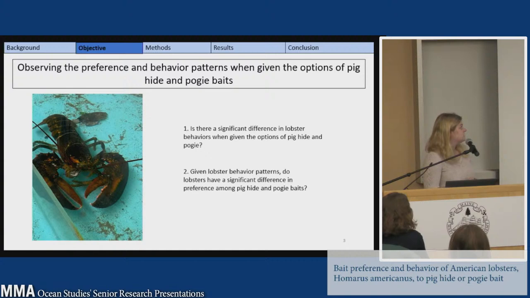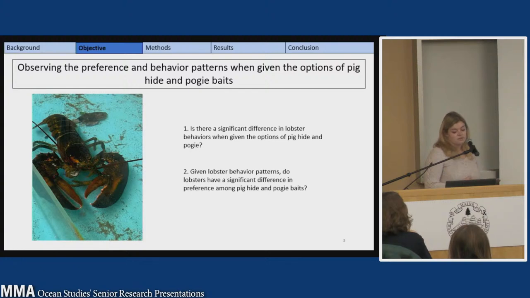My objectives for this study were to determine if there is a significant difference in lobster behaviors when given the options of pickeyed and pogie, as well as, given lobster behavior patterns, whether lobsters have a significant difference in preference among pickeyed and pogie baits. I hypothesized that the lobsters would have more behavioral patterns and prefer the pickeyed rather than the pogie, because pickeyed has a fattier content, containing more nutrients, which could increase the energy and travel time of the lobsters.